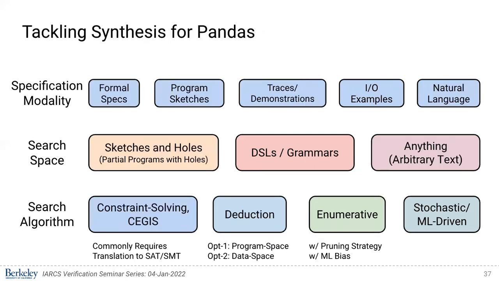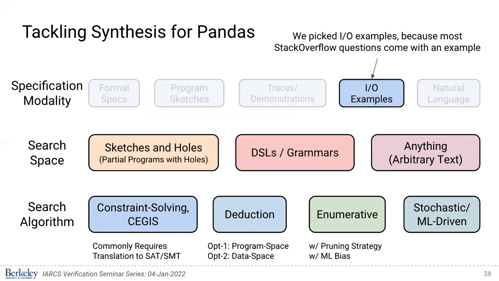So with all these choices from the past literature in mind, how do you go about tackling synthesis for pandas? So first of all, we had to pick a specification modality. So for AutoPandas, we picked the input-output example modality, first because it was commonly used in synthesis literature, and it made sense for pandas because most of these Stack Overflow questions came with an example which the users used to aid comprehension of the problem itself.